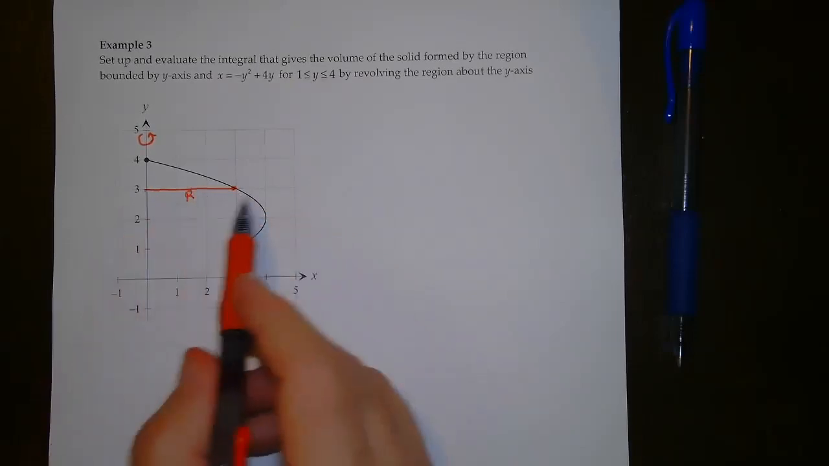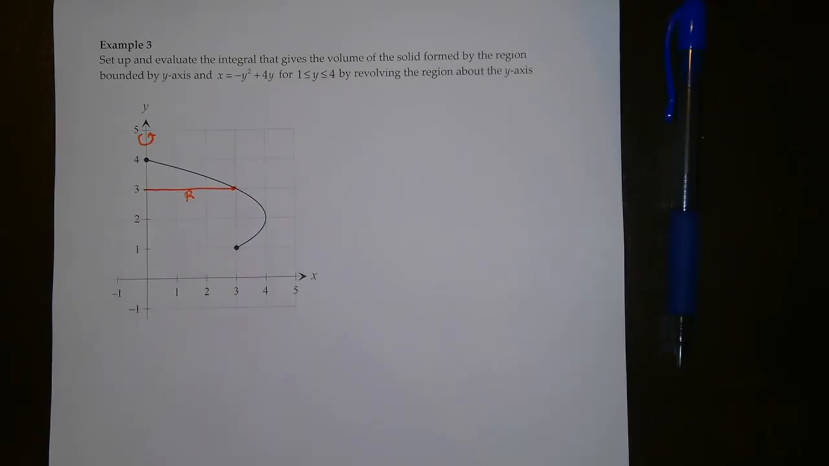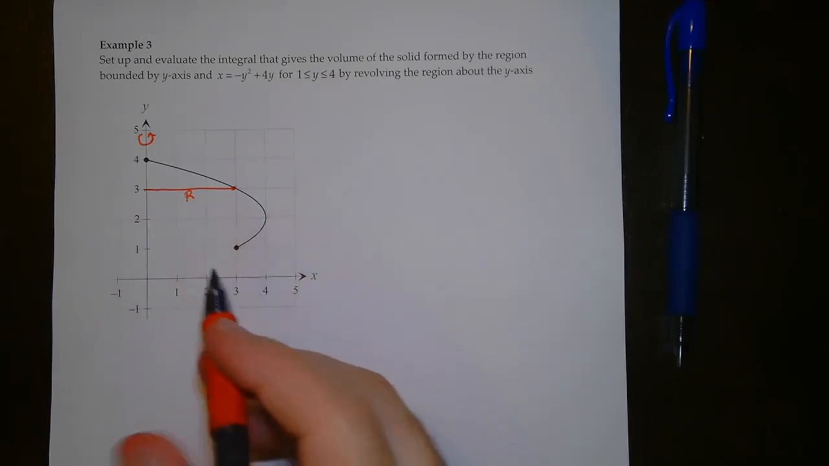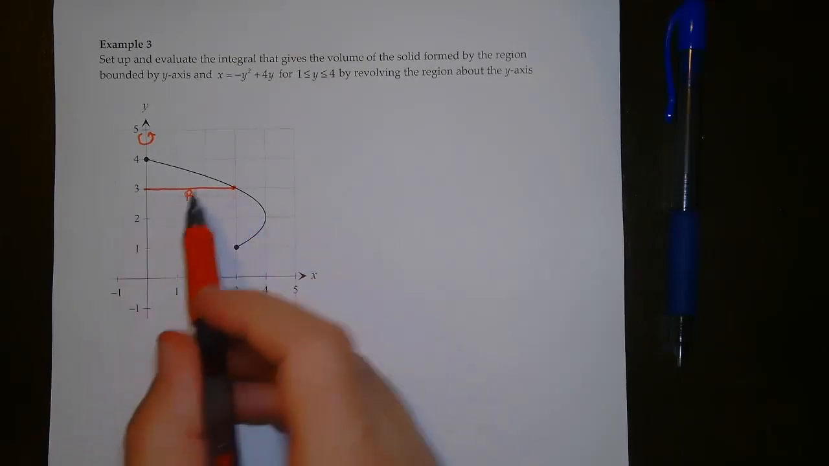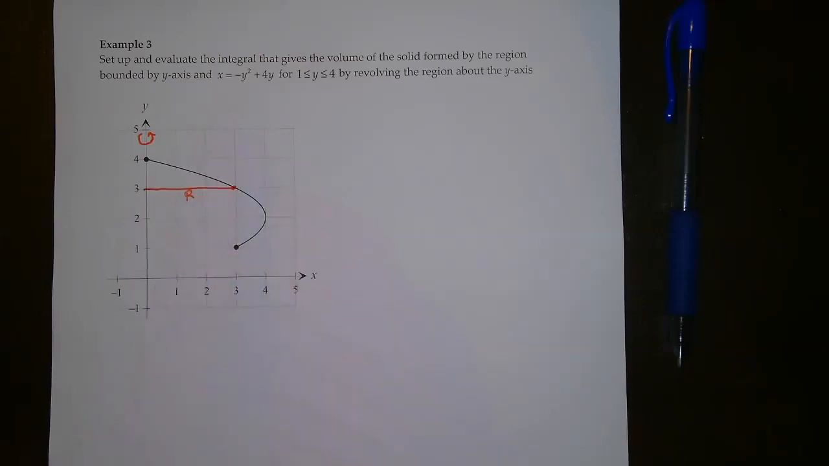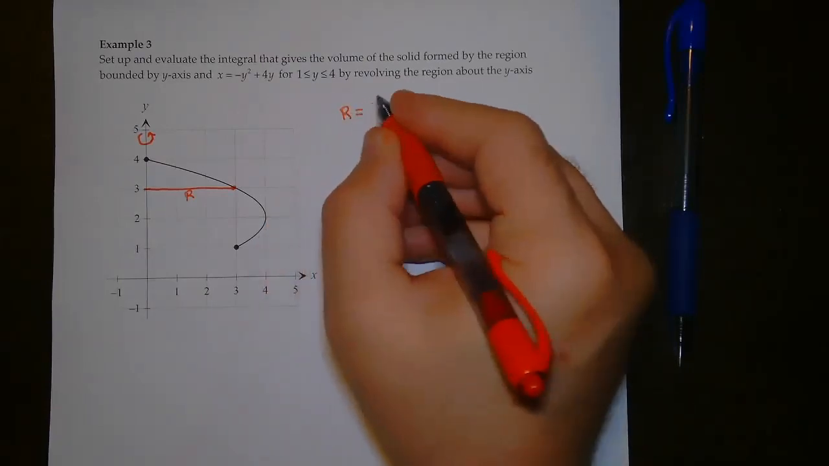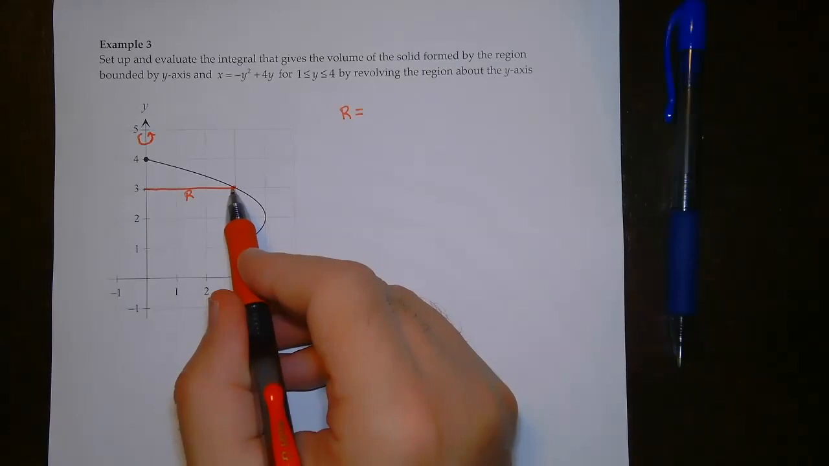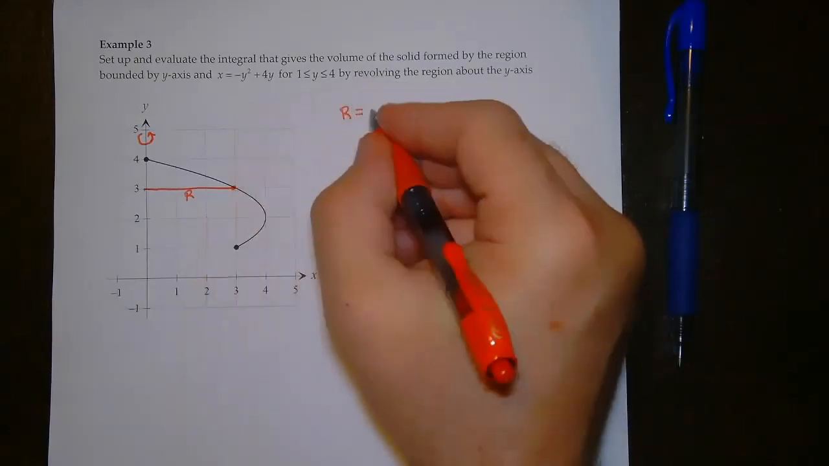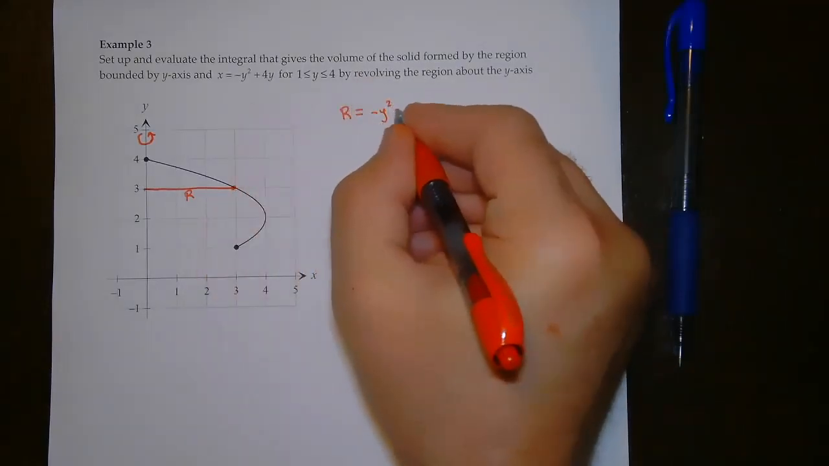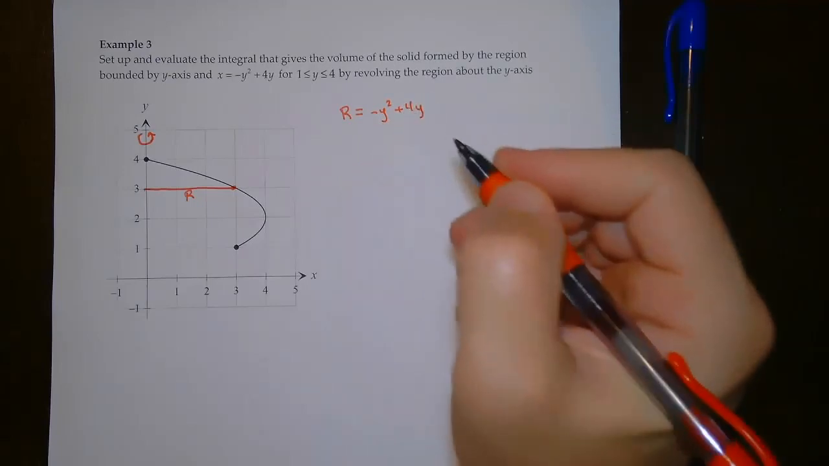Now that's a horizontal measurement, right? So we're going to have to get the change in x, right? So our functions need to be in terms of x. So these equations need to be x equals, right? So this r that we're talking about here is the one on the right, which is this negative y squared plus the 4y, okay?